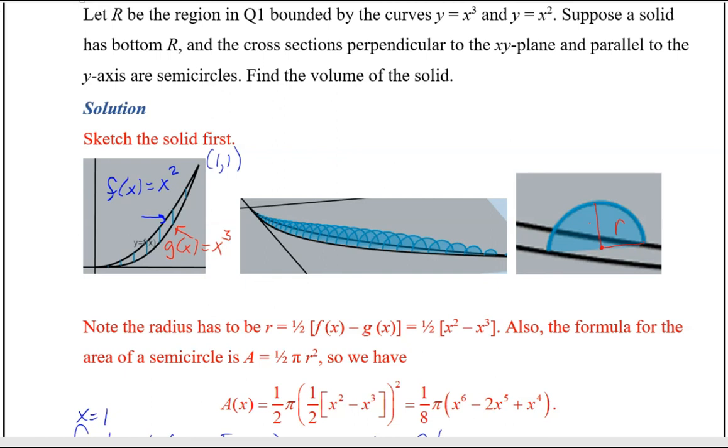In the next video, we'll be taking a look at volumes of revolution by disks and washers. This will complete the material from section 2.2, and then we'll be looking at volumes of revolution by shells, which is covered in section 2.3.